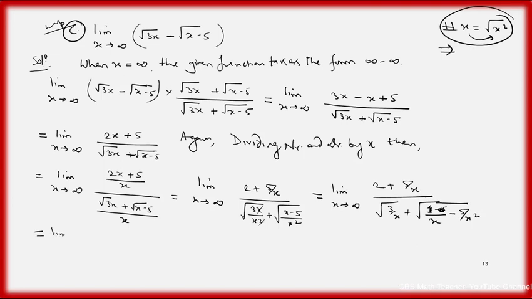Equal to limit x tends to, now let's apply the limit. Then 2 plus 5 by infinity is 0. 2 plus 0 in numerator. In the denominator what do we get? 3 by infinity is something by infinity is 0. Root under 0 is 0 plus 1 by infinity is 0 minus 5 by infinity is also 0. 0 minus 0 is 0. Under root 0 is 0. It turns out like this, so interesting. 2/0 came. 2/0 is infinity.